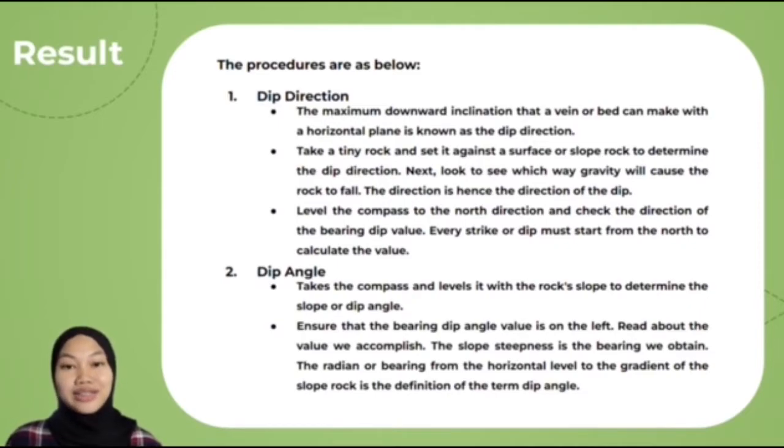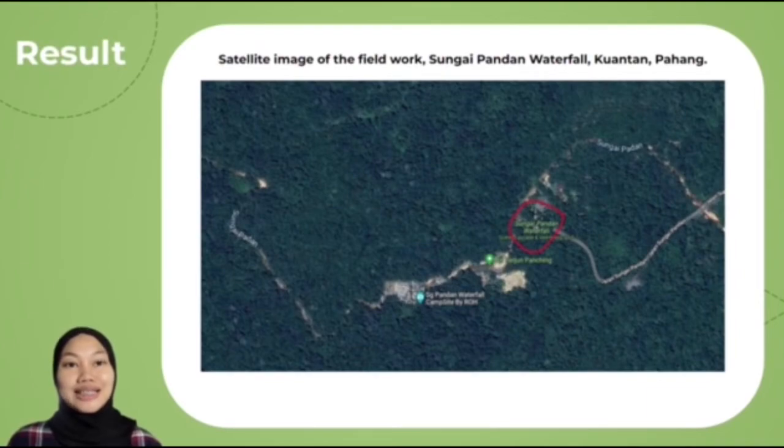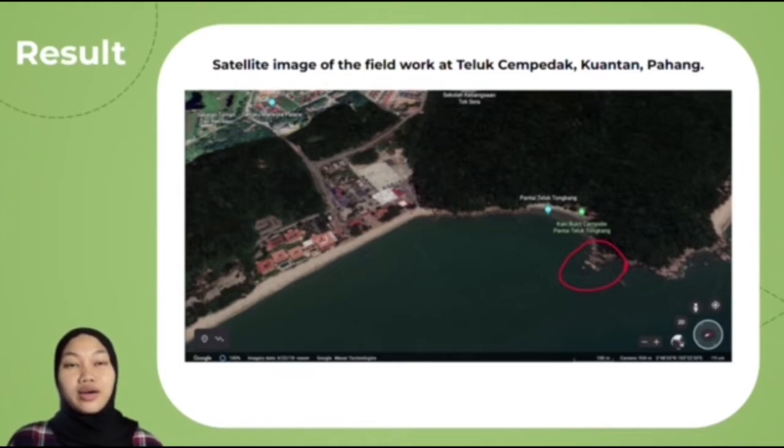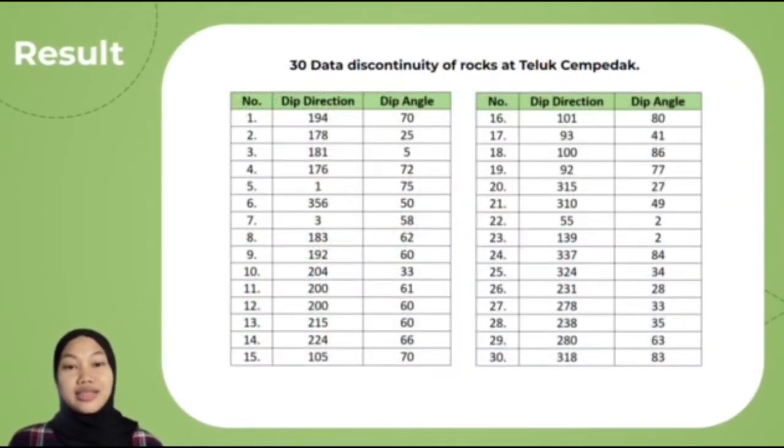So as we can see here in this slide, this is the satellite image of the fieldwork at Sungai Pandan Waterfall, Kuantan, Pahang. And this is the 30 data discontinuities of rocks that we collected at Sungai Pandan Waterfall. And here we also attached the satellite image of the fieldwork at Teluk Cempedak, Kuantan, Pahang. And this is the 30 data discontinuities of rocks that we collected at Teluk Cempedak.